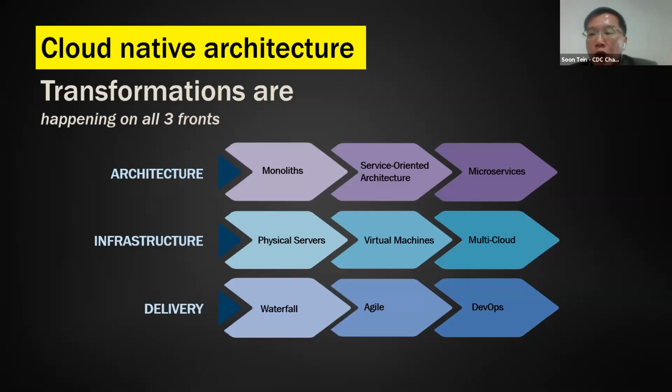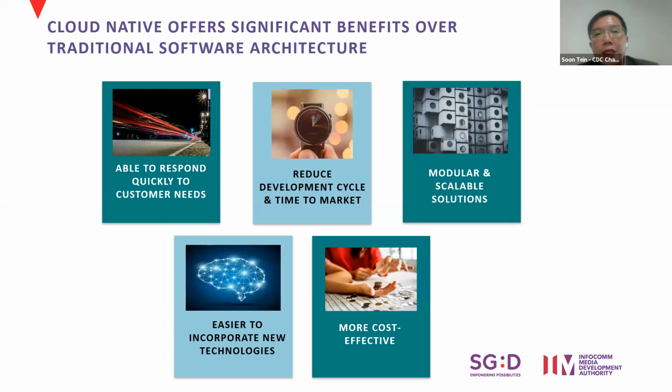Okay, it's about code architecture, infrastructure, and delivery. So for those of you who want to go on board cloud, I will advise you to dive straight into this cloud native architecture, where you can provide microservices and multi-cloud, and basically do DevOps. Why? Because cloud native offers significant benefits over traditional software architecture.